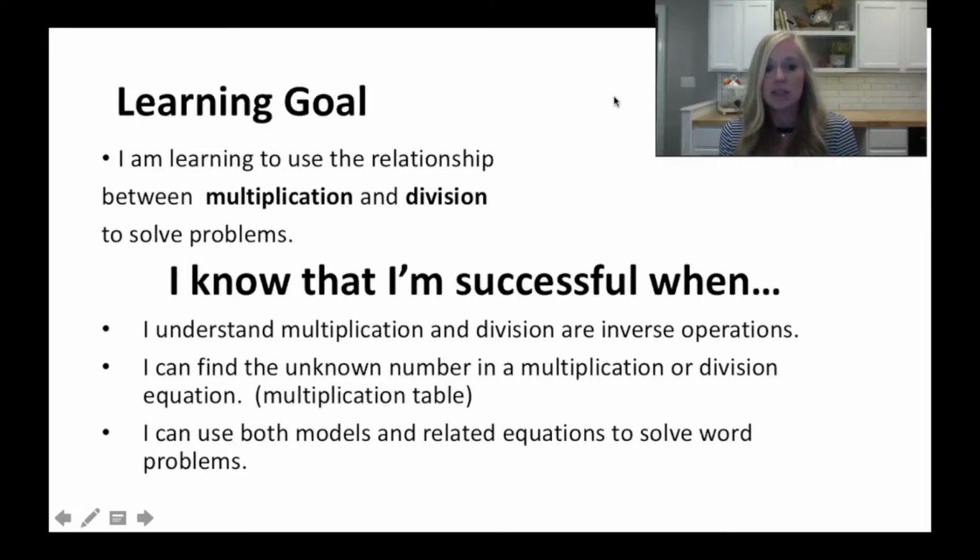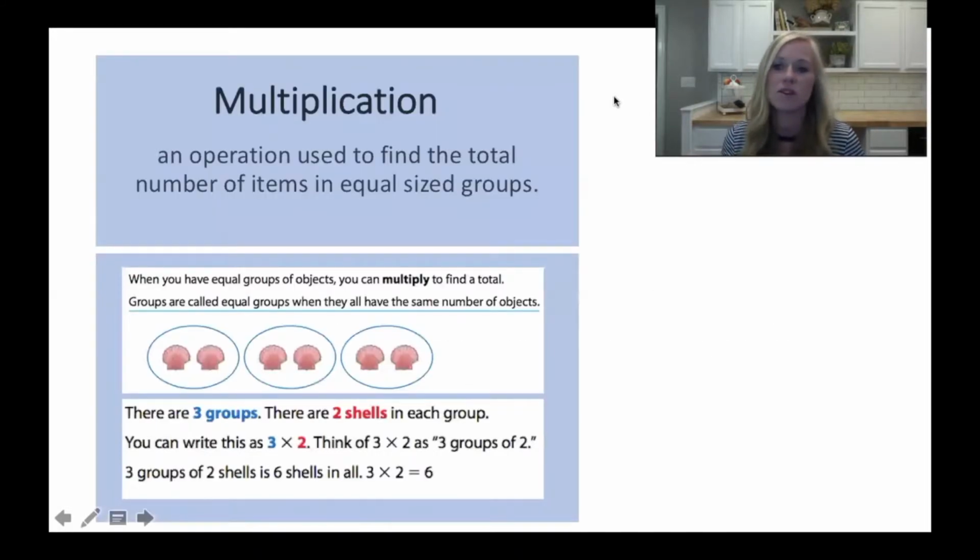And for us to be successful at doing this, we first have to understand that multiplication and division are inverse operations. We want to be able to find the unknown number in a multiplication or division equation, and I'm going to be teaching you or reviewing with you a tool that we can use to help us do that. And then last, we can use both models and related equations to solve word problems. So the first thing I want to take a look at is the vocabulary.